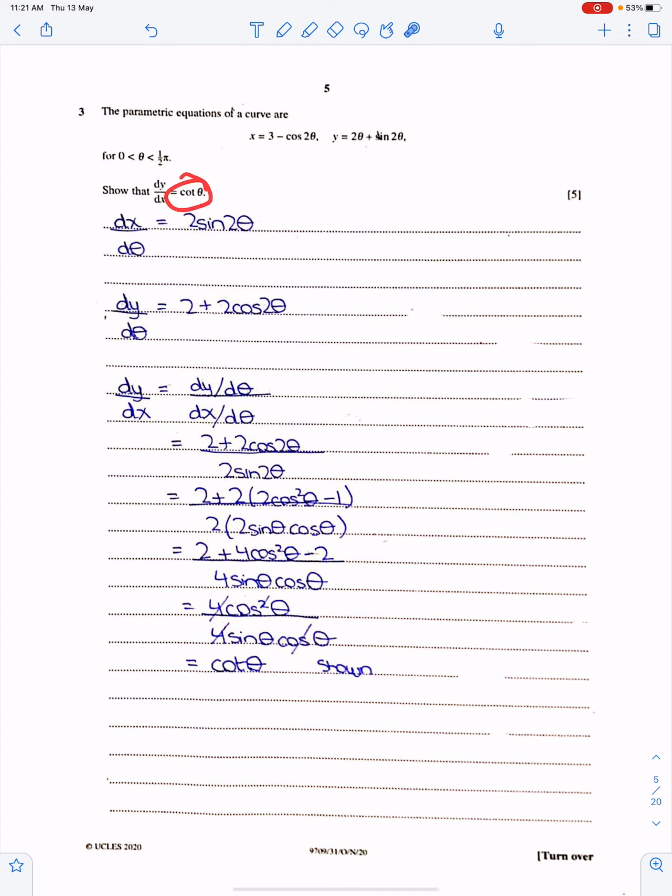Since we need our answer in form of cot theta, that is why we replace cos 2 theta by 2 cos square theta minus 1. We need cos theta in numerator here.